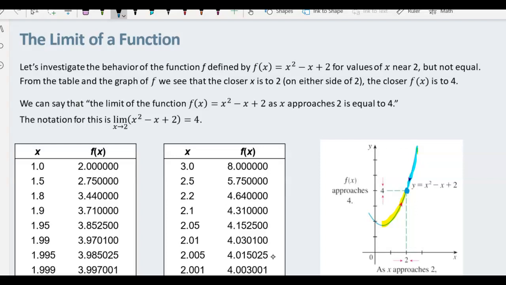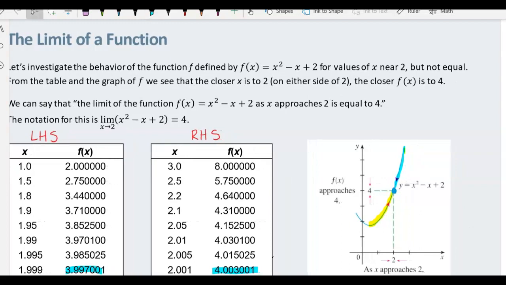The tables that you see on the left-hand side are picking x values that are getting closer and closer. The table here on the left is approaching from the left-hand side, and I'll put LHS. And the table here on the right is approaching 2 from the right-hand side. We're getting closer and closer to 2. Looking at the output values in both these tables, it looks as though both of these values are approaching 4.